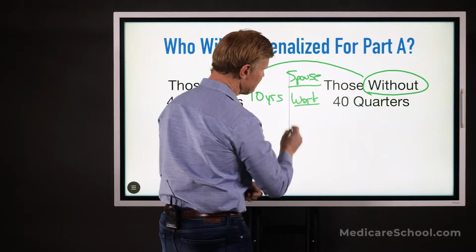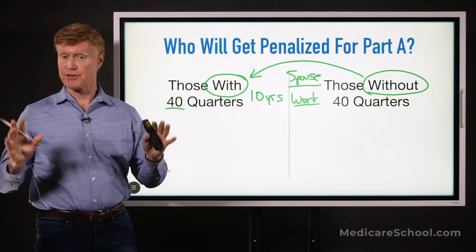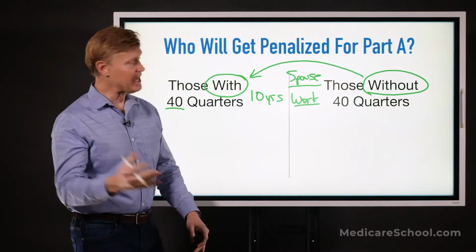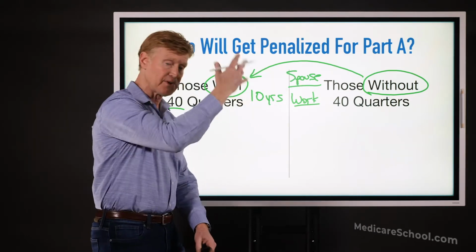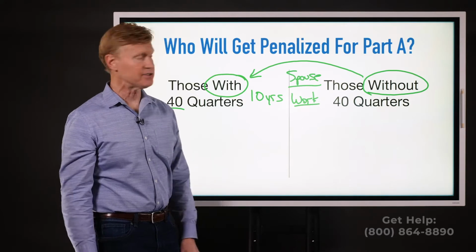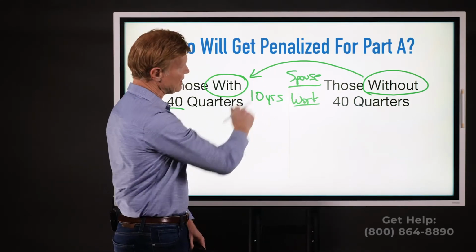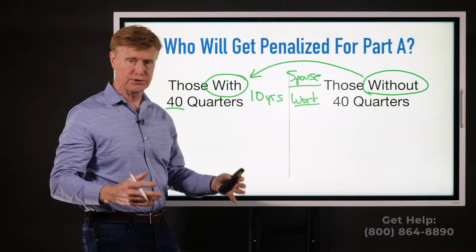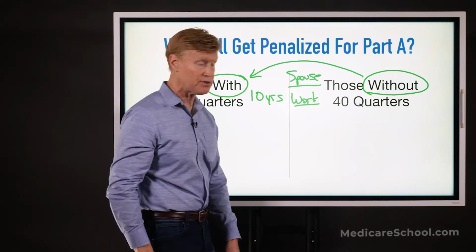In fact, I had this happen just recently. I had a lady who had 36 quarters. And first thing I asked her, of course, are you married? And she said no. And I said, well, have you ever been married? And she said, yes. How long? The marriage lasted 6 years, actually, not 10. And so she was not able to go back to a spouse. So what we encourage her to do is to go back to work. And this is actually what she's doing presently.